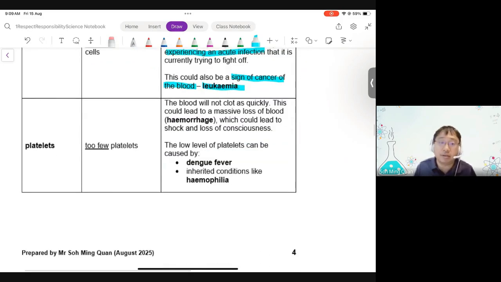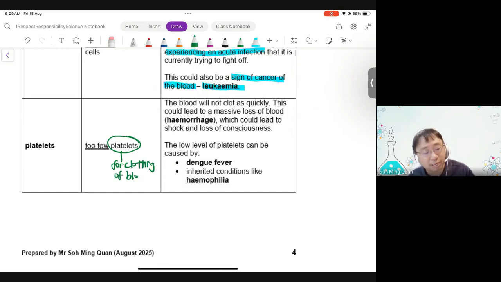Finally, platelets. Now, platelets, what is the issue with too few platelets? So again, we think through. Platelets are for clotting of blood. Okay. So if there are too few platelets, the blood cannot clot as quickly. So if the blood cannot clot, the blood will continue to flow out if there is a cut or a wound. So this could result in a massive loss of blood. A massive loss of blood is called hemorrhage.